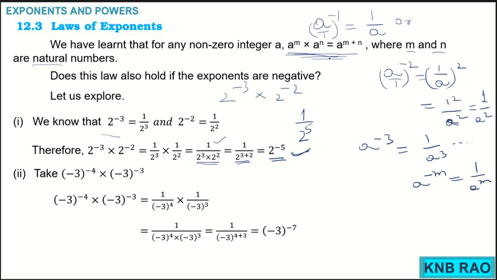Using a power m into a power n as a power m plus n, it becomes 1 upon minus 3 whole power 4 plus 3 in the denominator, that is 1 upon minus 3 whole power 7. Writing it with the negative power by taking minus 3 up, the base becomes minus 3 whole power raised to the negative 7. So, this is the final answer.